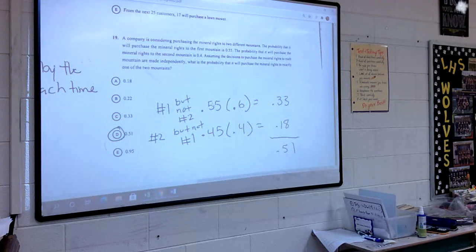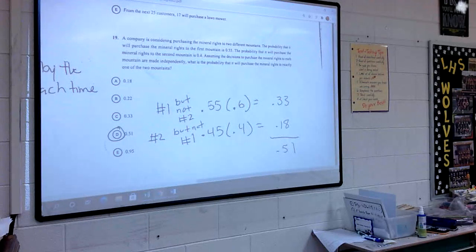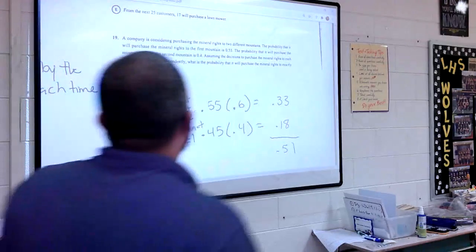Number 19. This is not hard either if we think through it. A company is considering purchasing the mineral rights to 2 different mountains. The probability that it will purchase the mineral rights to the first mountain is 0.55. So I'm writing that down. Number 1, 0.55. The probability it will purchase the mineral rights to the second mountain is 0.4. Assuming the decisions are independent, that means one doesn't affect the other. What's the probability it will purchase the mineral rights to exactly one of the 2?